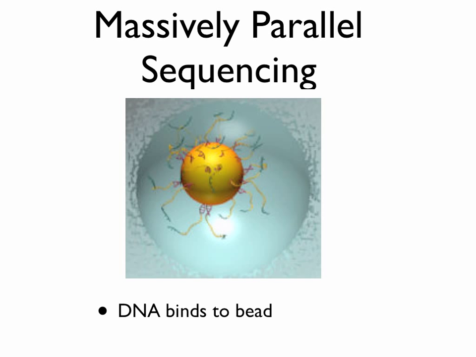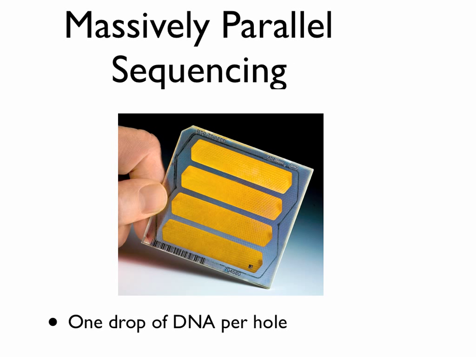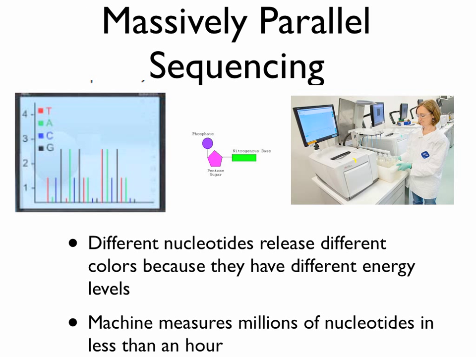Basically what you have is you have a little bead that has a bunch of probes on it to check for different DNA sequences, and so the DNA will bind to those little beads. Each one of the tiny holes inside of the yellow plates, so there are many holes on this plate, contains one bead, and then you have basically just one drop of DNA. And what you can do then is you run it through this machine.